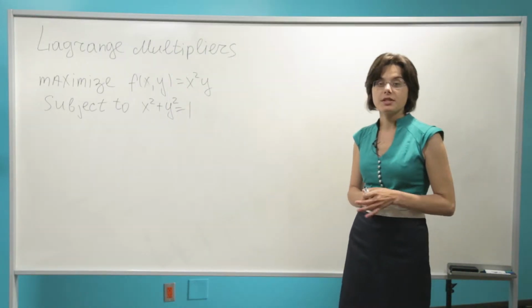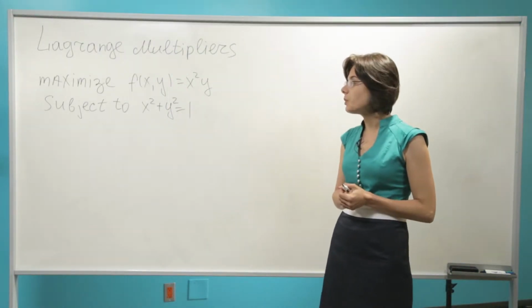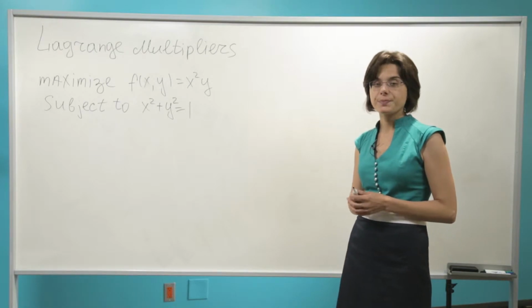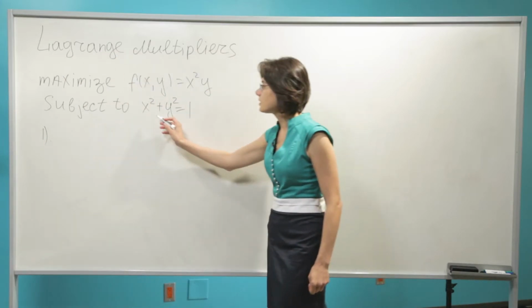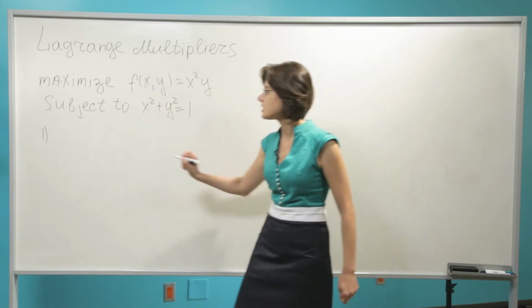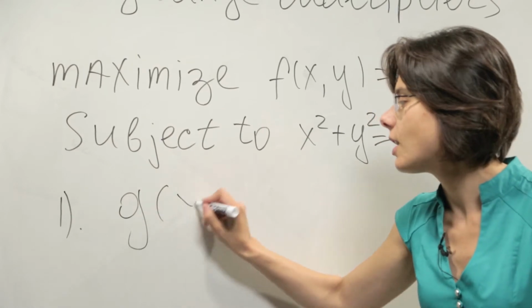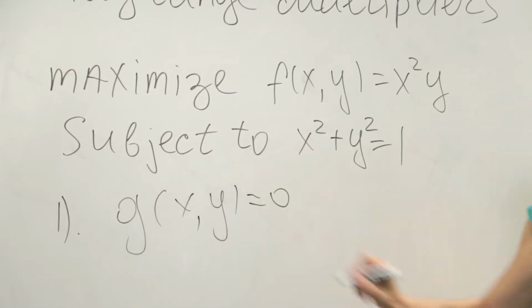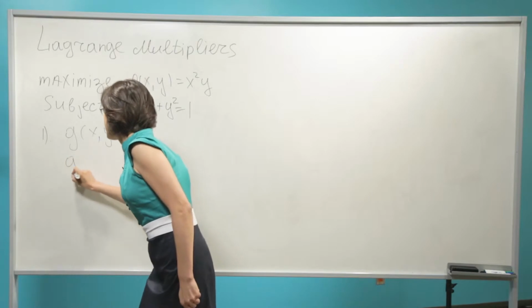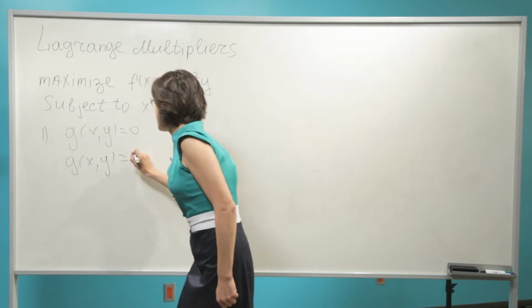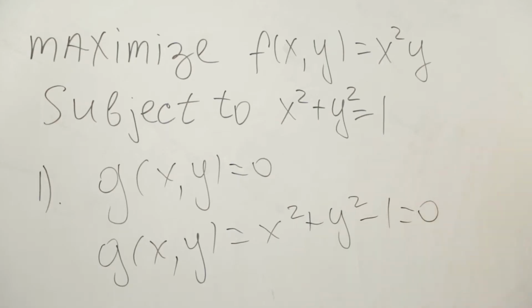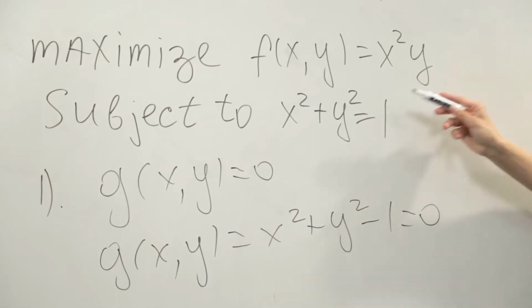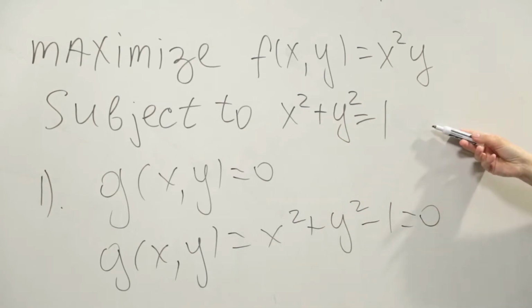In order to find the maximum points on the circle, we want to use Lagrange multipliers. The first step is to rewrite our constraint x squared plus y squared equal to 1 in terms of a function g of x, y equal to 0. In other words, my function g of x, y is x squared plus y squared minus 1, equal to 0. What I've done is take everything to the left-hand side of my constraint and make it equal to 0.